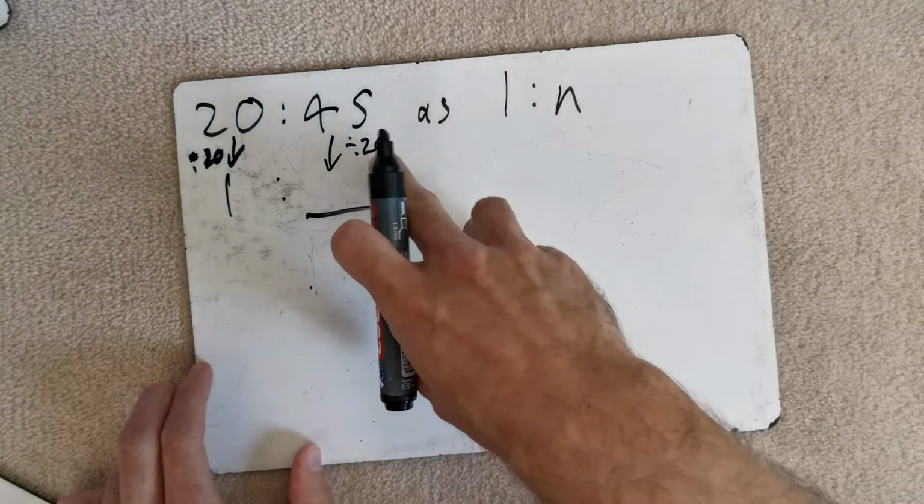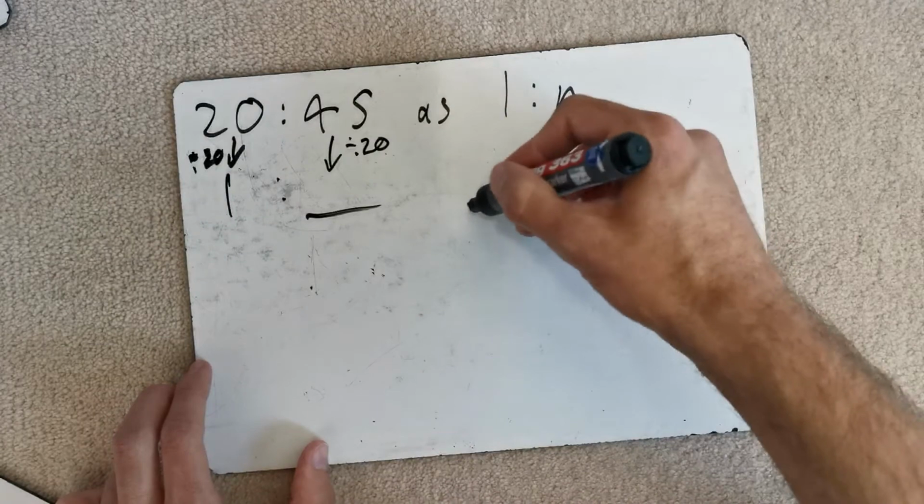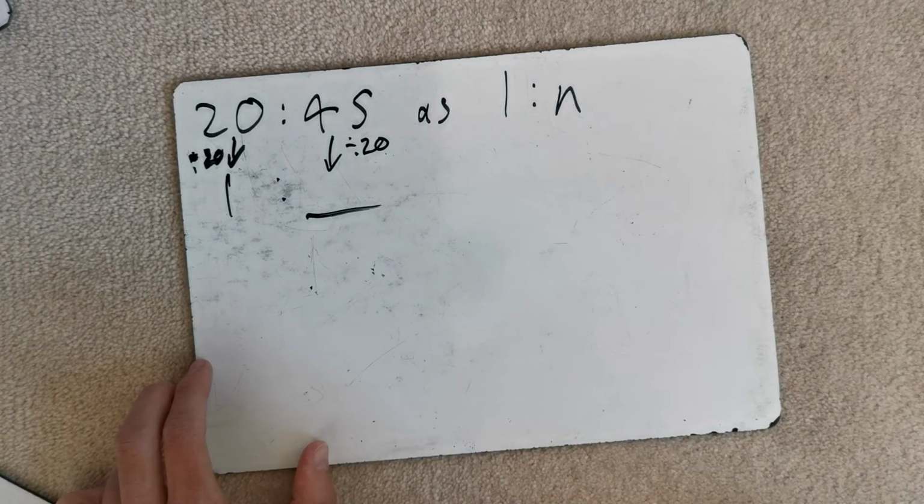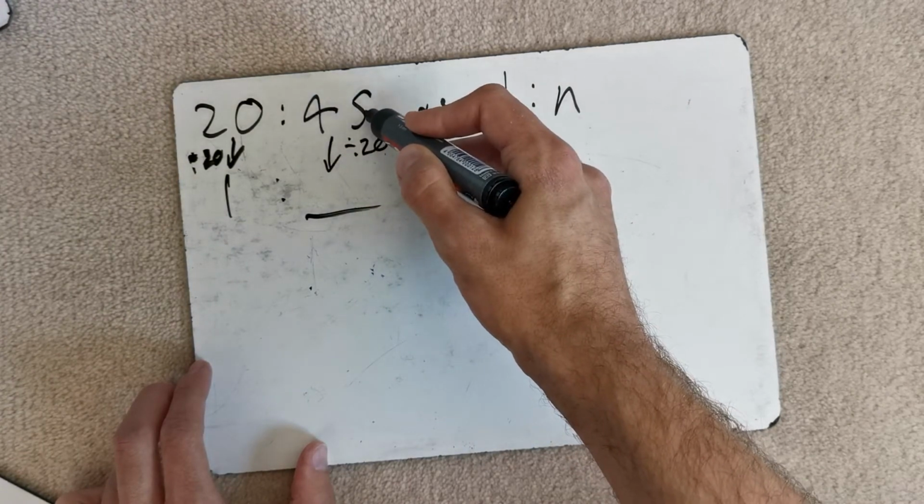No, because if you do 45 divided by 20, I mean, you could do it. You could do it the bus stop way, but you could think of it as 2 lots of 20 and a quarter of 20.